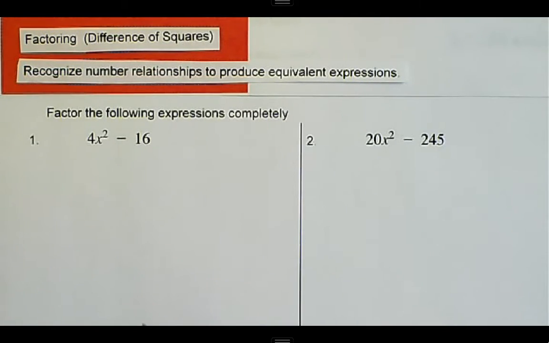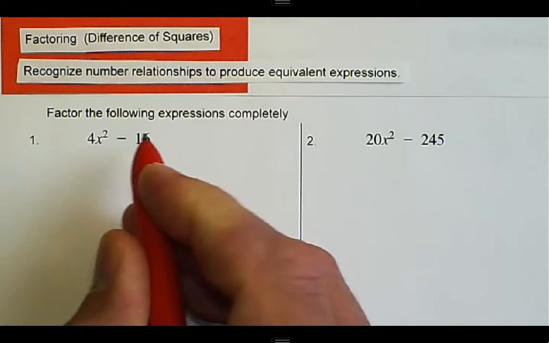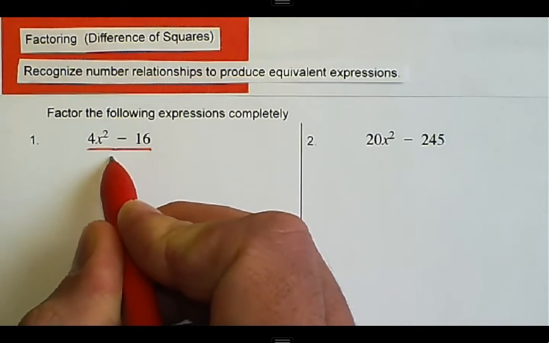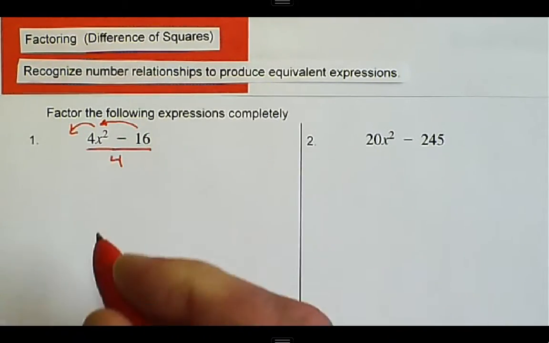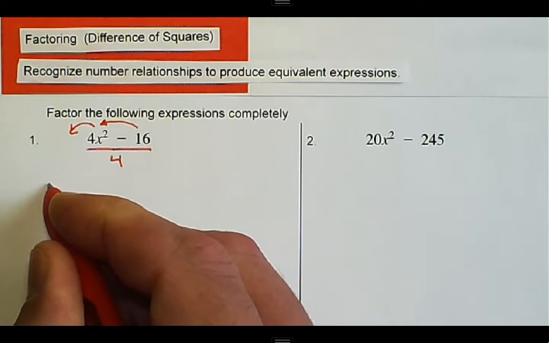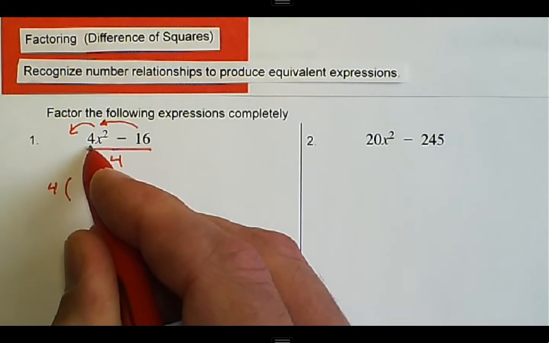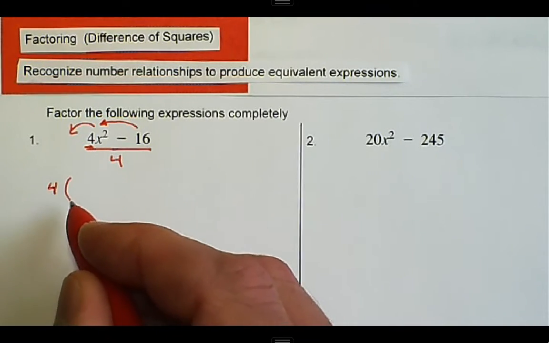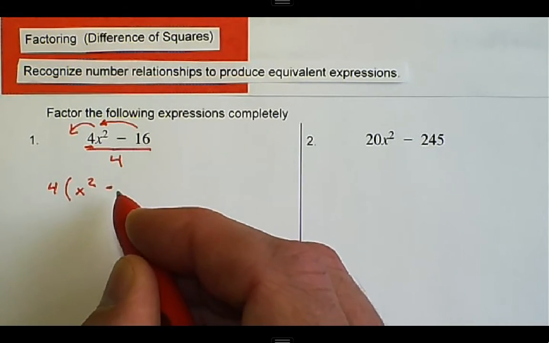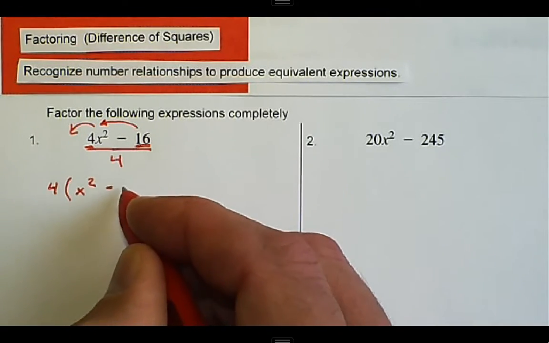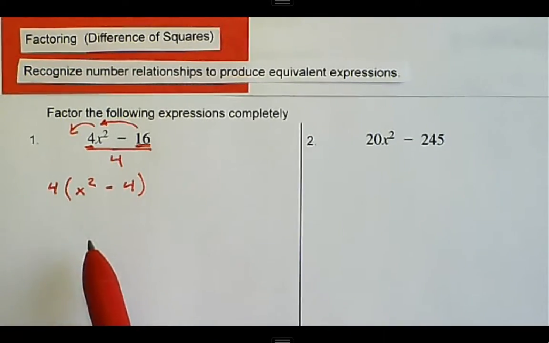First step, remember, we're looking for the greatest common factor. In this case, we see that we have a 4 and a 16, so 4 can come out of both of these. I'm going to divide a 4 out and put the 4 out front. What's going to be left? 4 divided by 4 is 1, so that's just going to be x squared. We'll bring down the minus sign, and 16 divided by 4 is 4. So we factored out the greatest common factor.